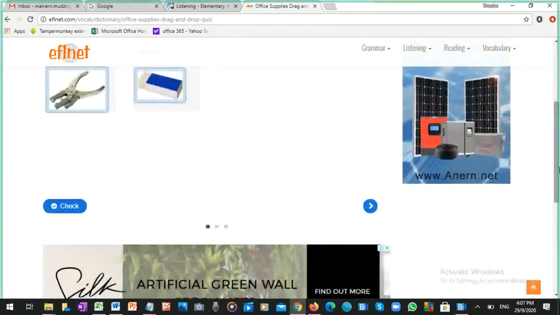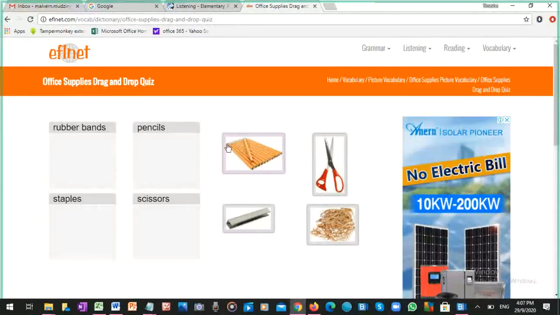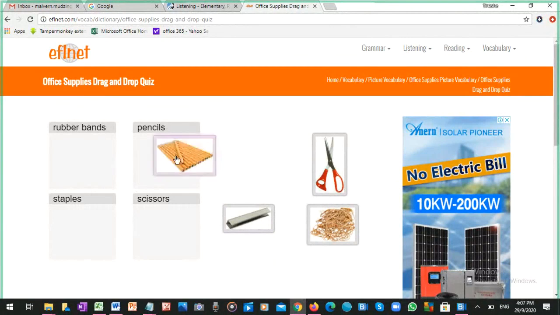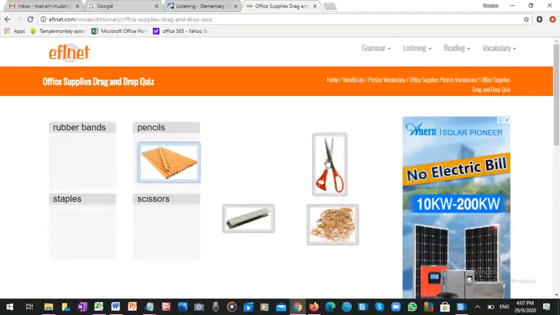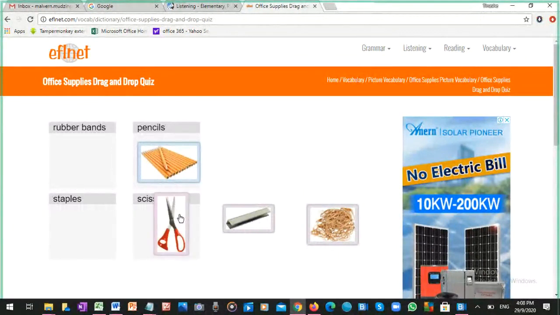That is very good. Okay, let's move on to the next one. What are these? Pencils. Is it rubber bands, pencils, staples? Well done. Number two is a paper clip. Three is scissors. Try to say scissors. Scissors. Well done.